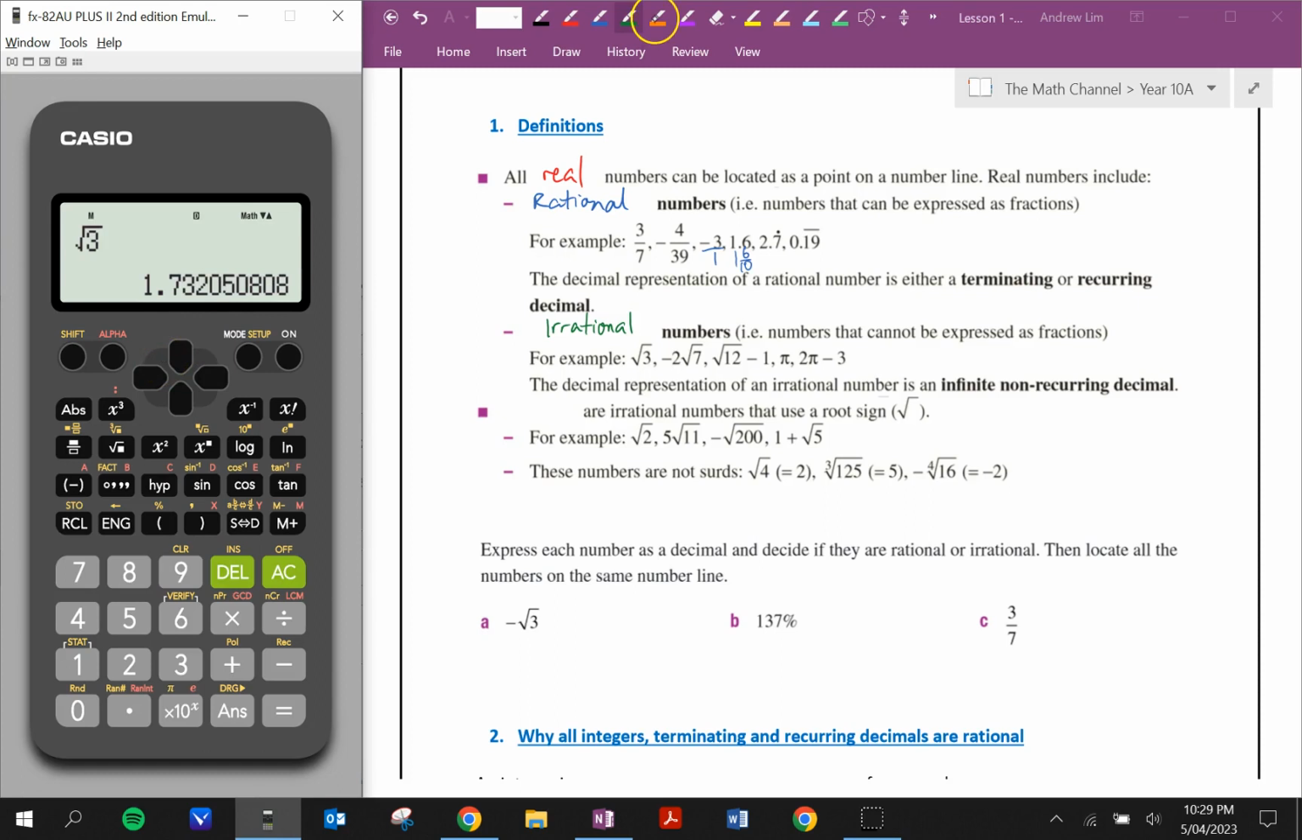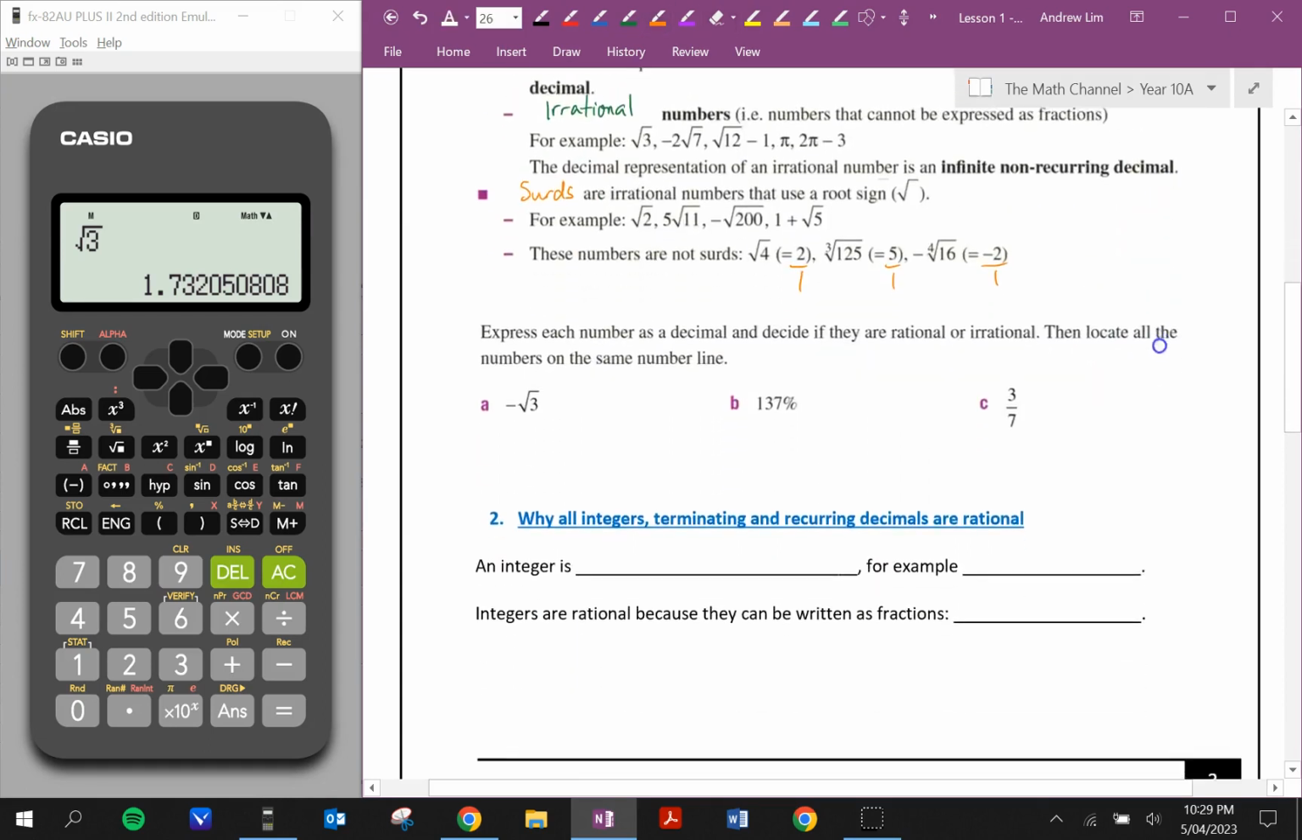Alright, and the last one here are surds. Surds are irrational numbers that use a root sign. For example, √2, 5/11, etc. Now, these ones down here, even though they use a root sign, they are not surds because √4 is equal to 2, and we can write that as a fraction. The cube root of 125 is equal to 5, and we can write that as a fraction. The -4th root of 16 is equal to -2, and we can write that as a fraction. So all of these are not surds, they are not irrational.